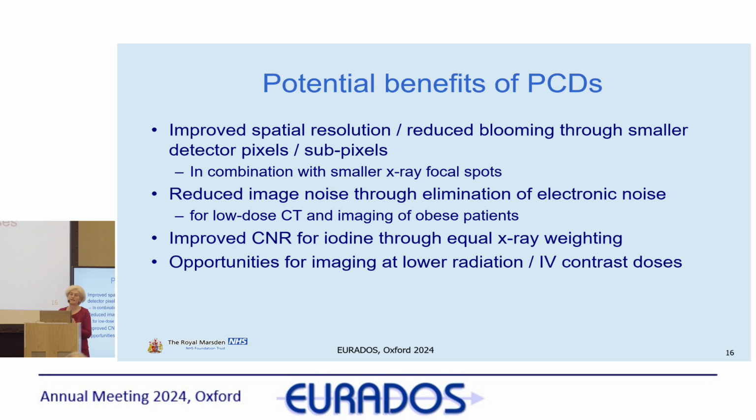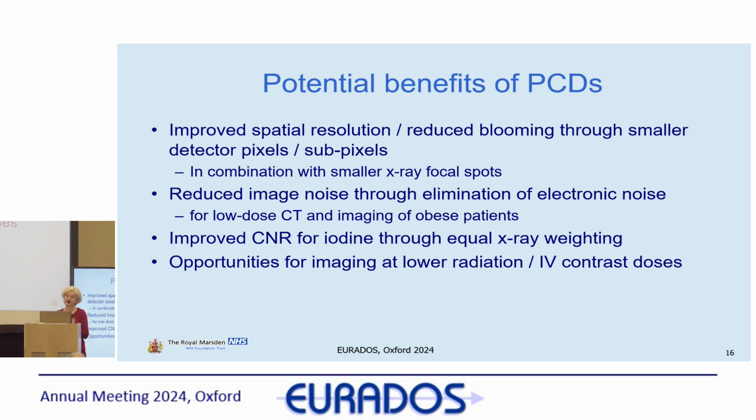So why are we so excited about photon counting detectors? Well, the reason is that they offer improved spatial resolution and reduced blooming, because the detector pixels can be made smaller and the detector pixels can be made up of subpixels themselves. And as long as the X-ray focal spot is small enough, then we do have a potential there for high spatial resolution imaging.